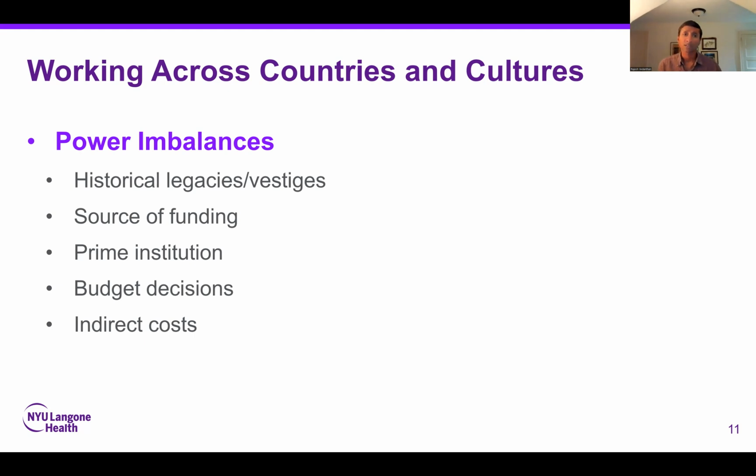Some of the power imbalances also relate to sources of funding. Sources of funding coming, many times from high-income countries with priorities and scientific areas of inquiry that are determined by those high-income countries, sometimes relevant, sometimes maybe not so relevant to the low and middle-income country settings, and so that's important. Power imbalances that may be reflected in the context of who is considered the prime institution for the grant. Is the prime institution the institution in the high-income country, or is the prime institution the low and middle-income country institution? And again, what does that mean in terms of the power vested in that prime institution and where that institution is located? This can manifest in issues with respect to budget decisions, and very importantly, with respect to indirect costs, which can be unequal and relatively inequitable across different countries and places as well.